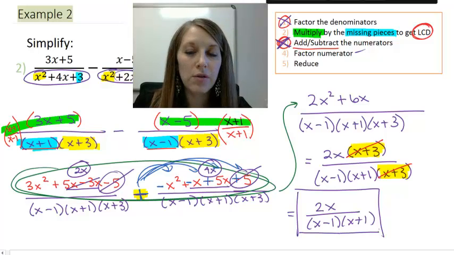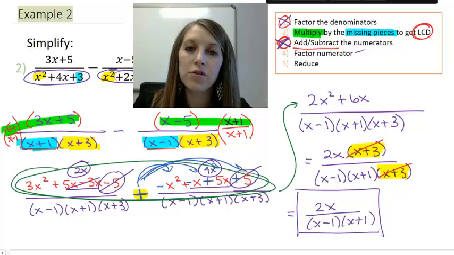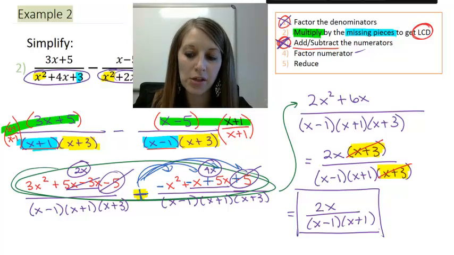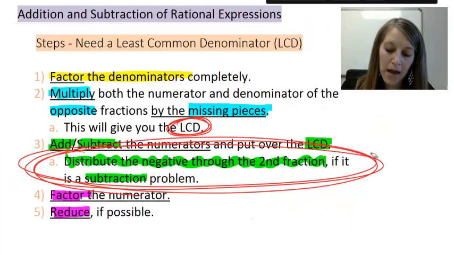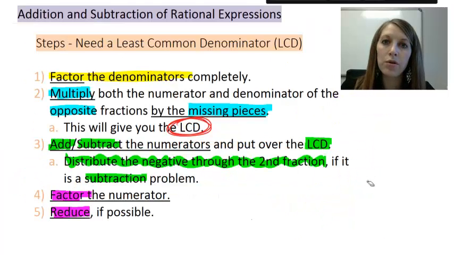So I have shown you a couple of examples of how to add and subtract rational expressions. And don't forget, it all goes back to these rules here, where you need to focus on your least common denominator first, and then put your fractions together, and then try to simplify it by factoring the numerator first.